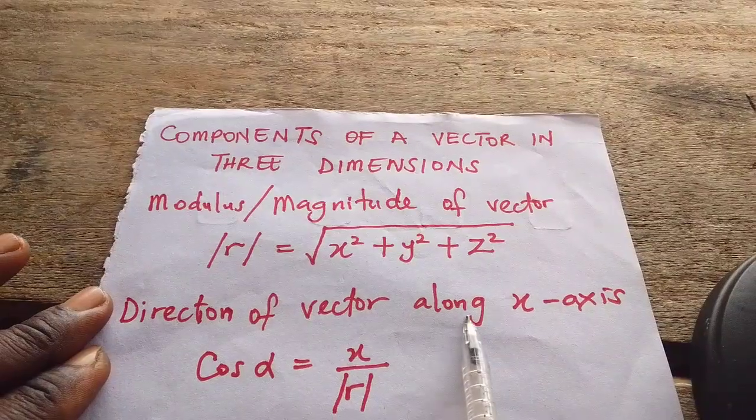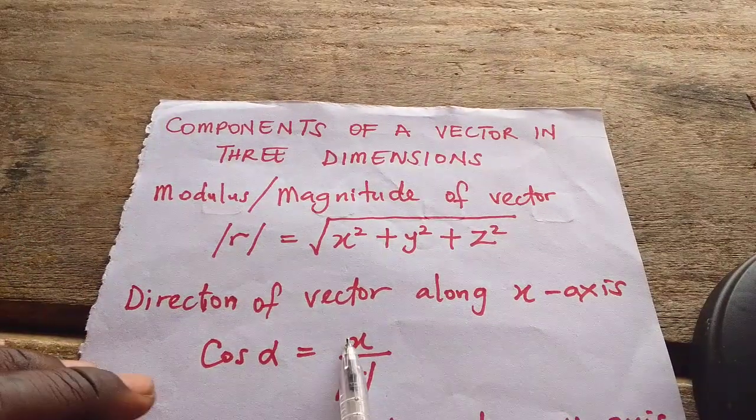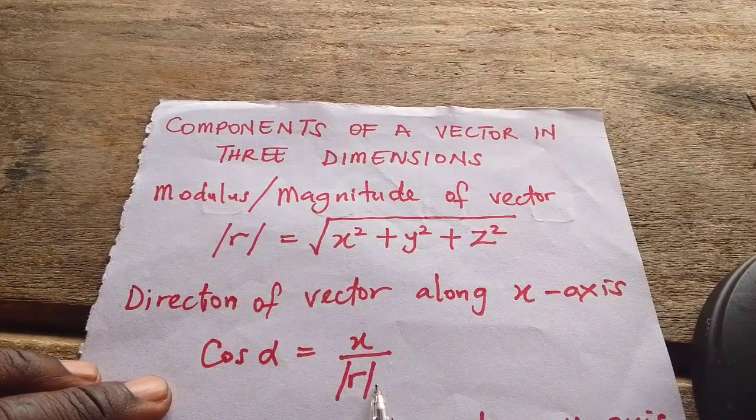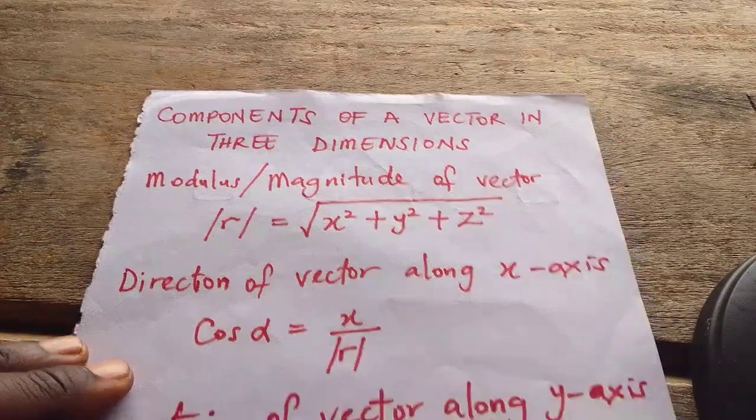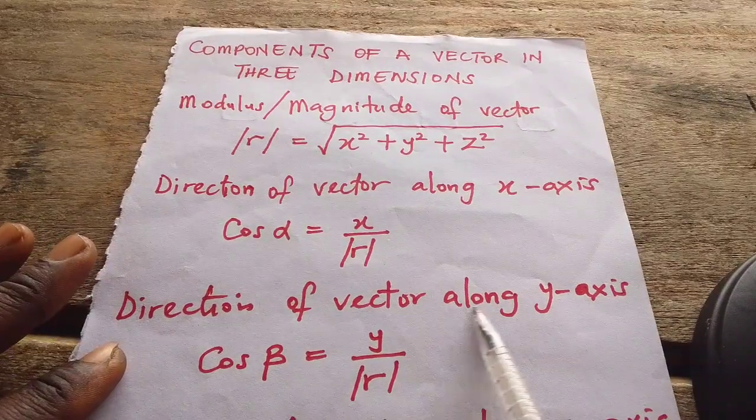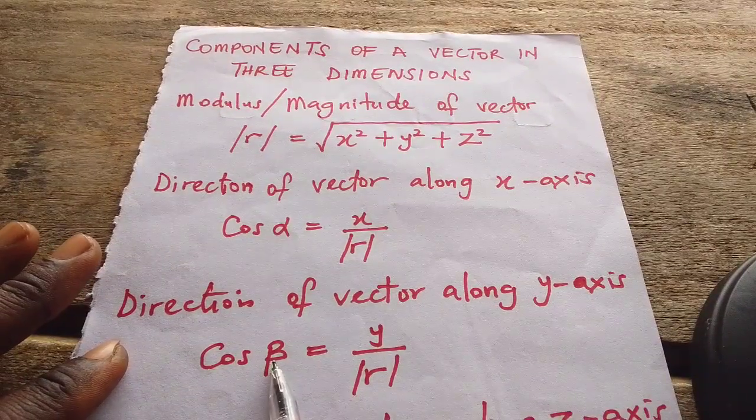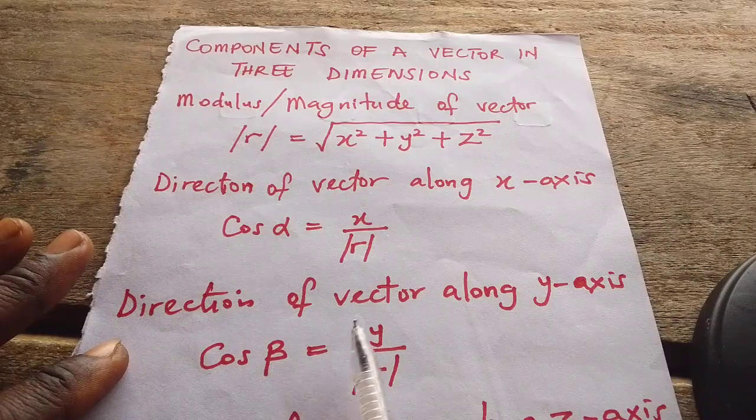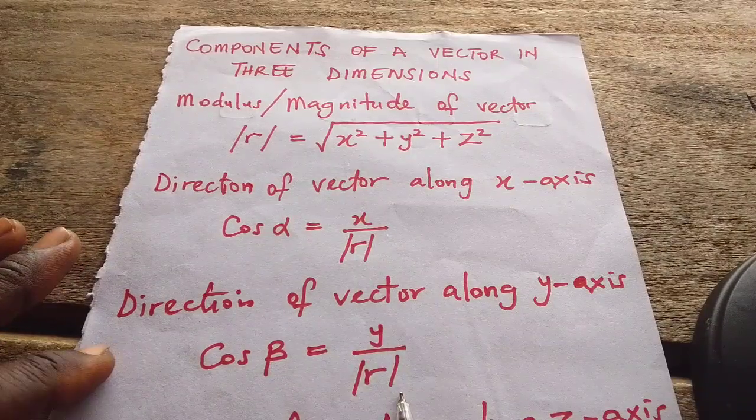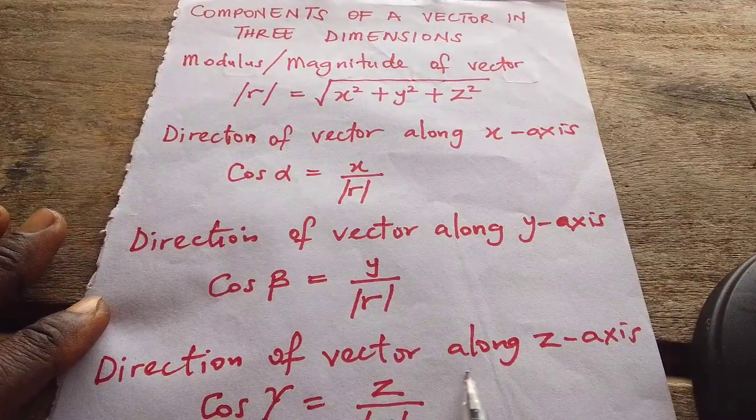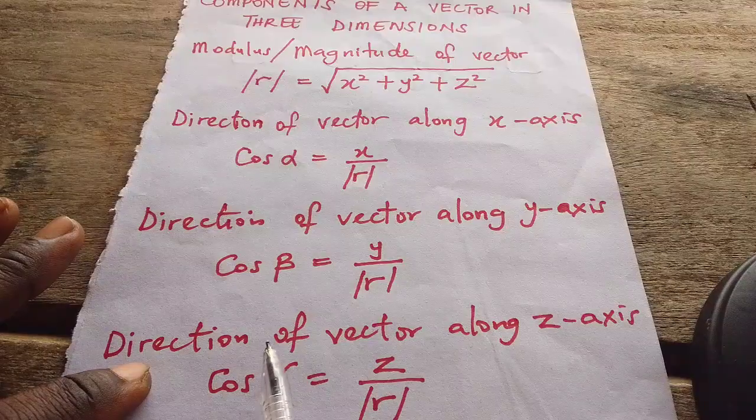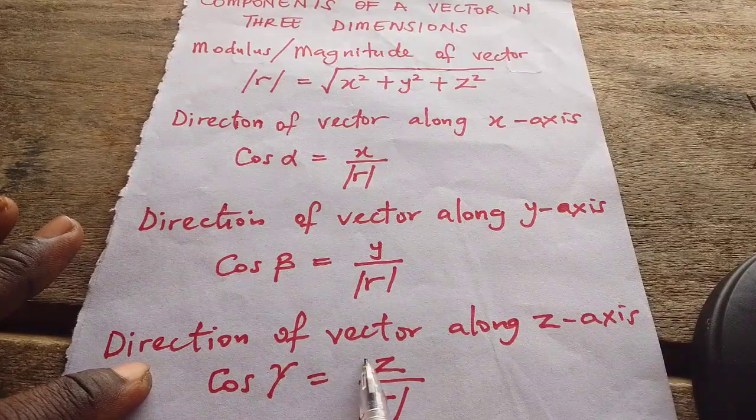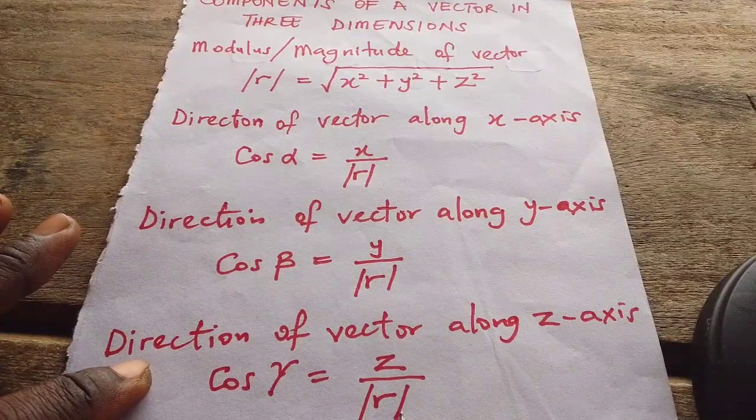Then the direction of the vector along the x axis will be the x component over the magnitude of the vector. So alpha is taken to be the angle it makes with the x axis. Along the y axis, beta is taken to be the angle it makes with the y axis, which is the y component over the magnitude of the vector. Along the z axis, gamma is used to represent the angle it makes with the z axis, that is z over r, the magnitude.